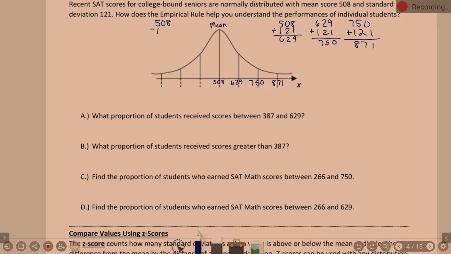Yeah. Start with your mean, subtract 1. 508 minus 121 is 387. Keep going. Subtract another 121, and we end up with 266. One more time. We end up at 145. Okay.